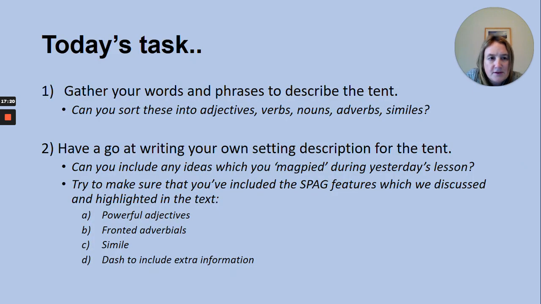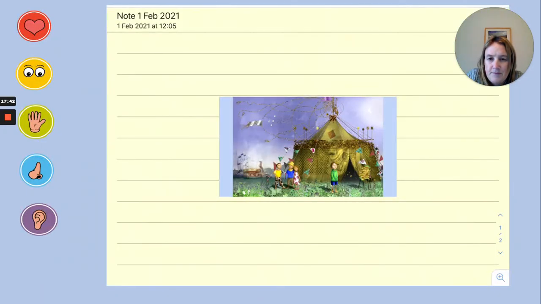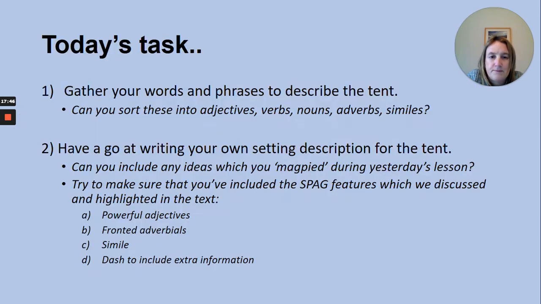So your task for today, I'd like you first of all to gather your words and phrases, if you haven't done so already, to describe that tent. Can you sort them into adjectives, nouns, adverbs and similes? You might want to have a separate branch for each, or you might want to colour code, or you might just want to simply keep it like I did mine, which was mapped around the image to start with.